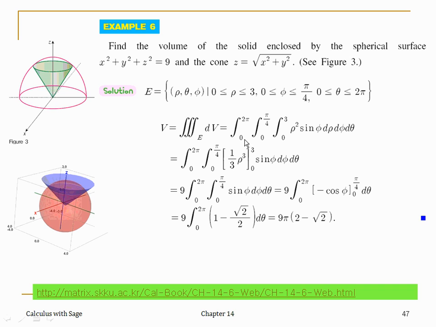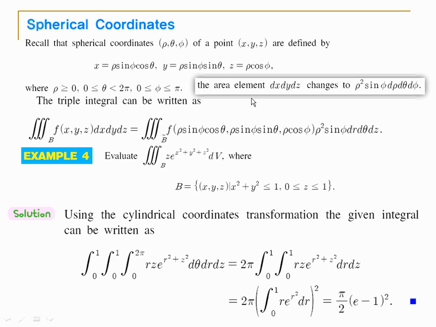That's why we have a triple integral from 0 to 2 pi, 0 to pi over 4, and 0 to 3, with dx dy dz being rho squared sine phi d rho d phi d theta. This becomes this one, and then a simple integration gives us 9 pi times 2 minus the square root of 2. All these substitutions come from the substitution from rectangular coordinates to spherical coordinates.